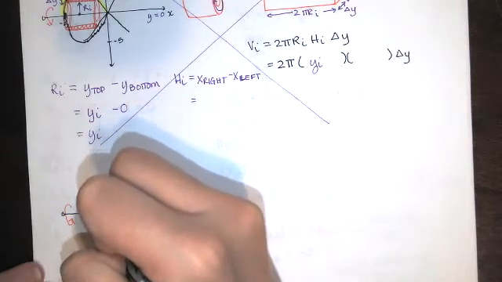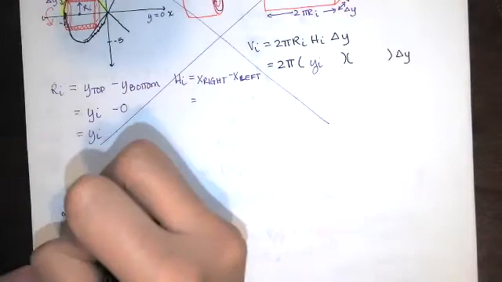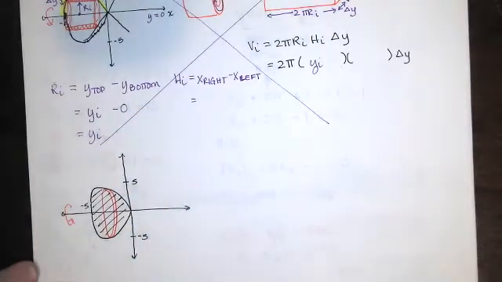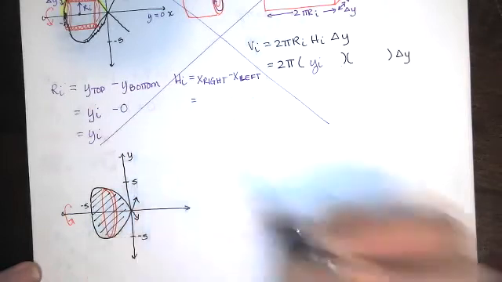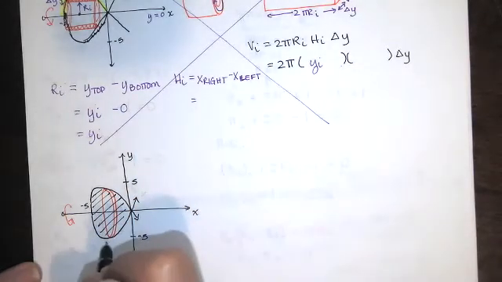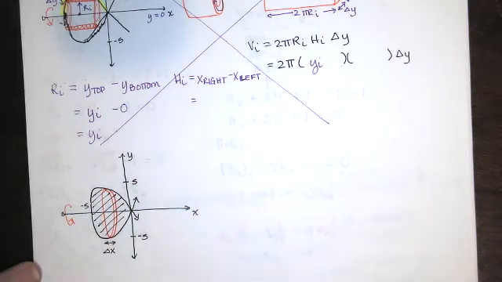Since there is no gap between that axis of revolution and the original region, we've got a disk rather than a washer. And the width or thickness of that disk is a tiny horizontal distance, so that is something in terms of x.